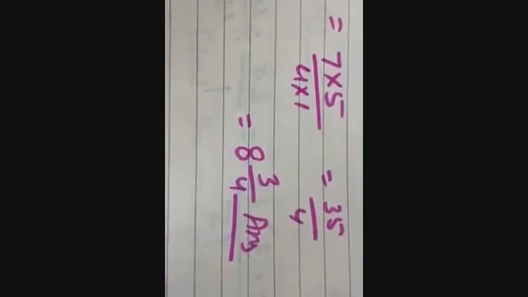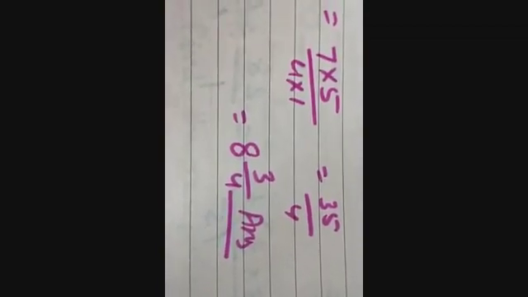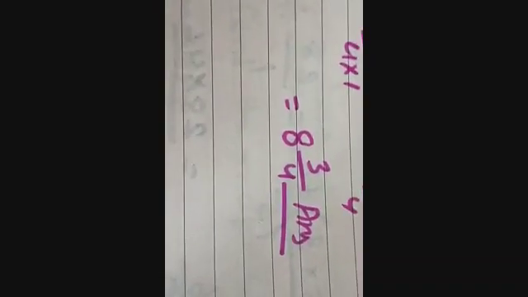Then, the remaining numerators are multiplied and denominators are multiplied. And we get 7 into 5 by 4 into 1. So, the answer will be 35 by 4. And we will convert it into a mixed fraction and our answer will be 8 3 by 4. In case both the numbers are mixed fractions, then you need to convert them into improper fractions and find the reciprocal of the fraction that comes after the division sign.